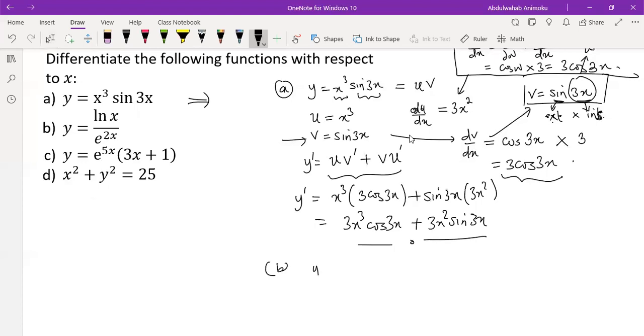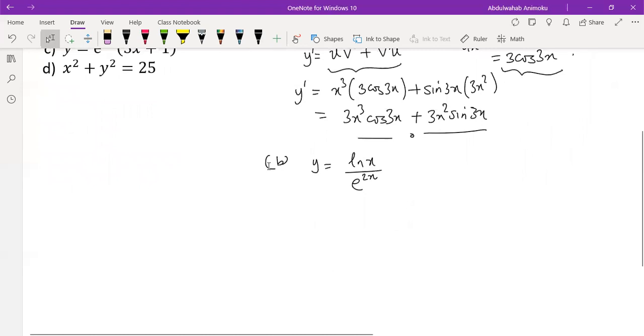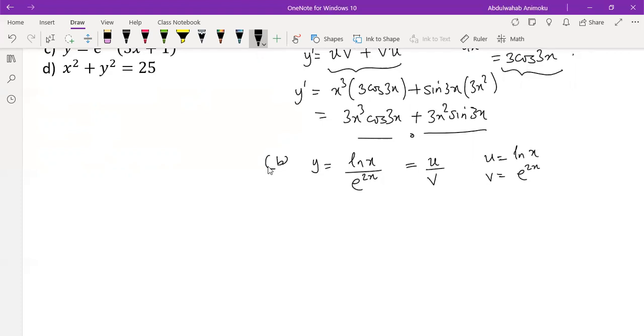So in B, we have y equal to ln x over e raised to power 2x. Now again, when you look at this problem, somebody's already thinking about it. You can just pause the video here and tell me which rule we are going to use. All right, the rule we are going to use here is the quotient rule. Why? Because we have this division. All you need to do, remember what I told you, is to substitute another variable for these functions. That will allow you to see it clearly. So if we substitute u for ln x and v for e raised to power 2x, then we can clearly see that this is going to be the quotient rule.